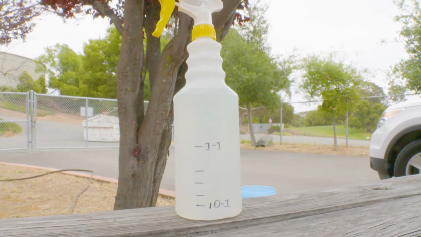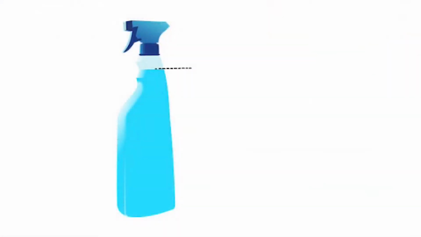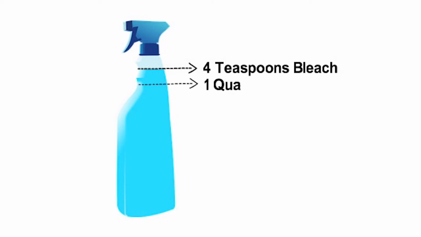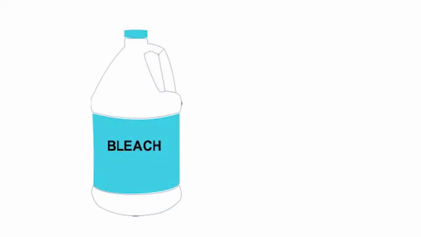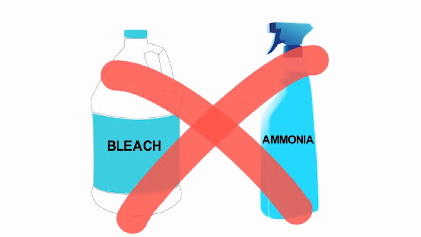Bleach solutions should be a ratio of 1 part bleach and 10 parts water. An example would be spray bottles mixed with 4 teaspoons bleach per 1 quart of water. Never mix bleach with ammonia or any other cleaning products, as doing so may lead to creation of toxic byproducts.